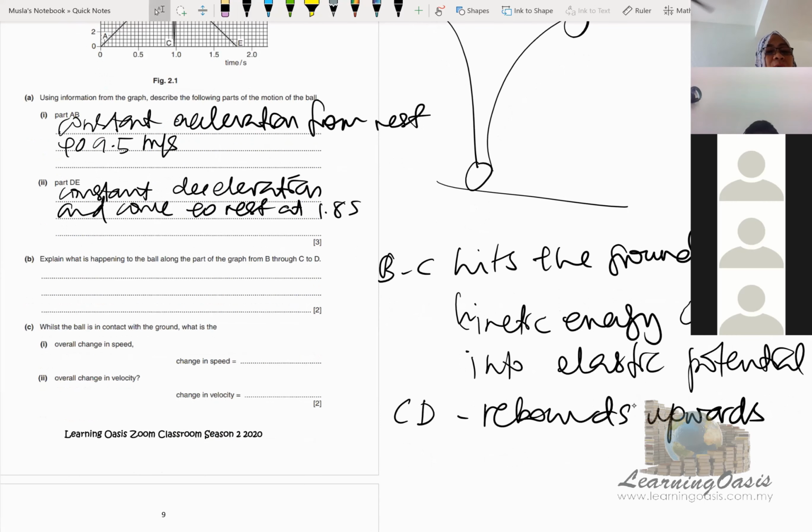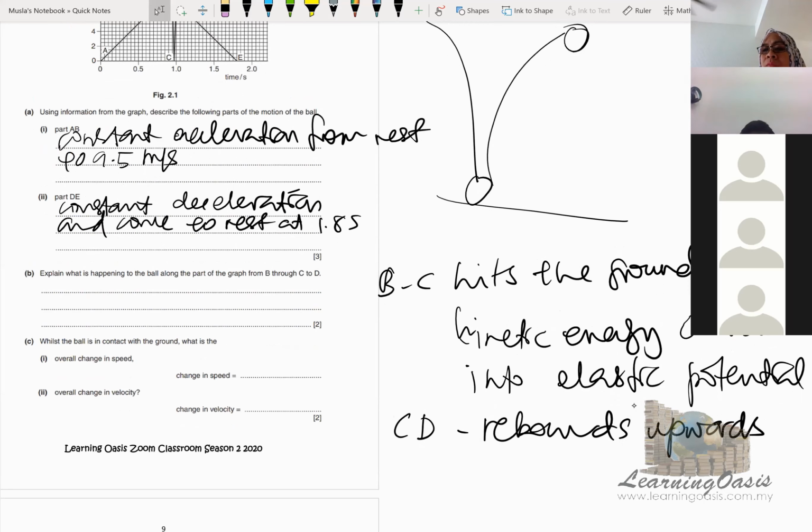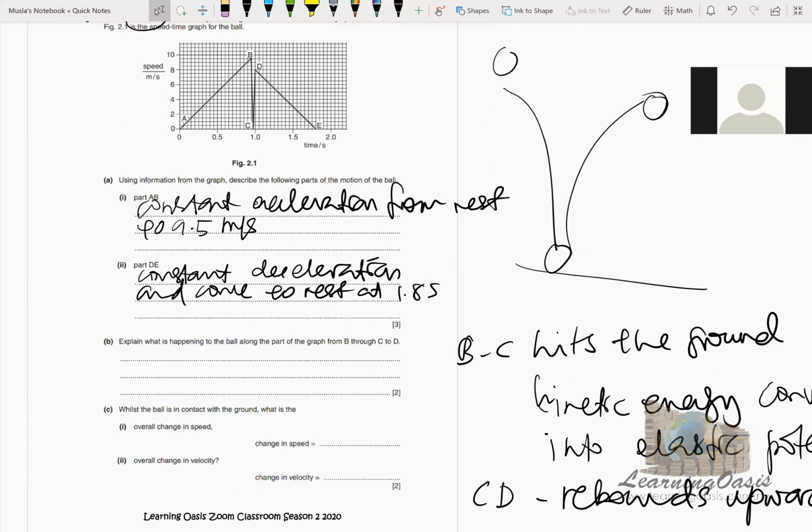Now, while the ball is in contact with the ground, what is the overall change in speed? Overall change in speed as the ball is in contact with the ground. Initially, just before it hit the ground, what is it? 9.5. And then it goes up to 8. So what is the overall change in speed? 1.5, because you have 9.5 minus 8, so that will give you 1.5 meters per second.